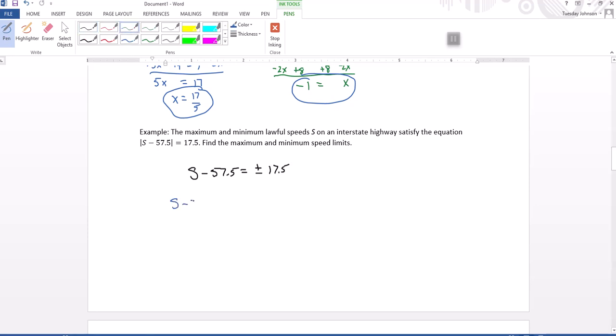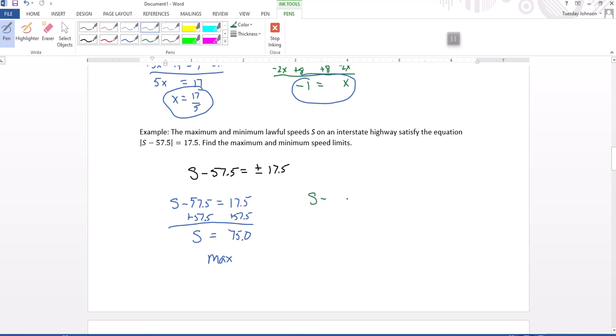So that's s minus 57.5 equals a positive 17.5. I'm going to add 57.5 to both sides. We'll get s equals, 5 and 5 makes 0. That's good. We don't have any decimal speed limits here in the States. 4 plus 1 makes a 5, 5, 6, and 75 is the maximum speed limit.